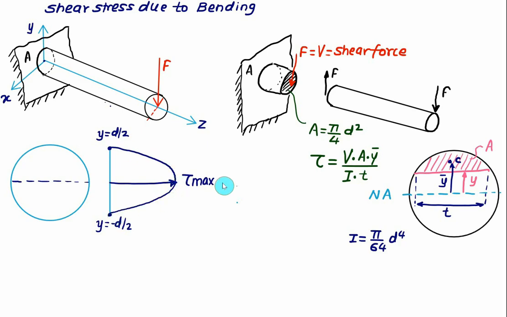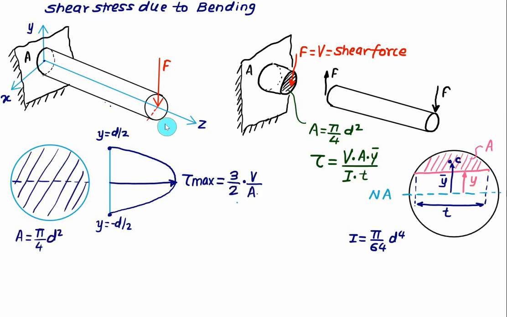This value of tau max, when you consider tau max, then you have to take the area above the neutral axis, and tau max in this case will be given as 4 by 3 multiplied by the shear force V divided by the entire cross section. This value is called tau average. So we have tau max equal to 4 by 3 multiplied by tau average.